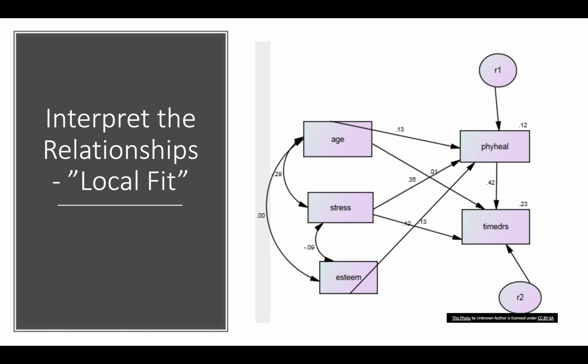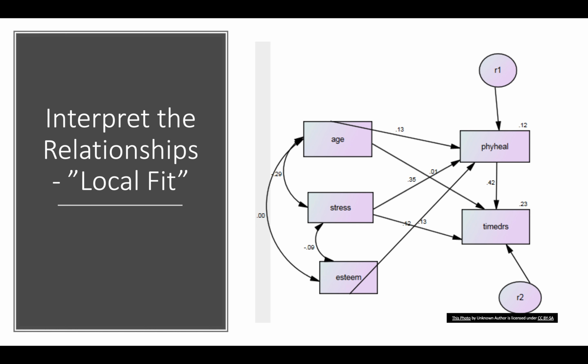And again, we may have to re-specify, right? So we may have a model that fits globally overall, but we may have no relationship between two variables that we thought there would be. And so maybe we drop that out and reassess the fit. Again, that's exploratory, and we want to be careful with that, but there might be some re-specification at this point as well.